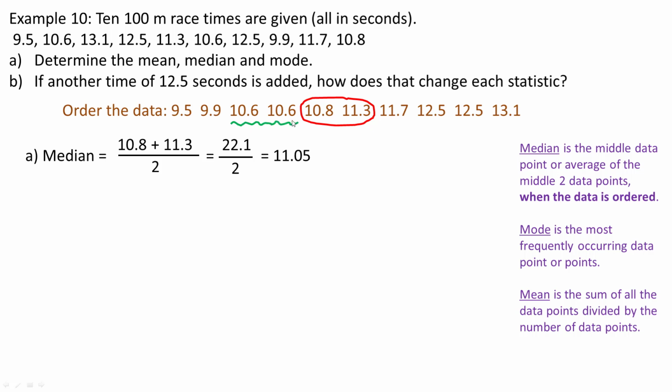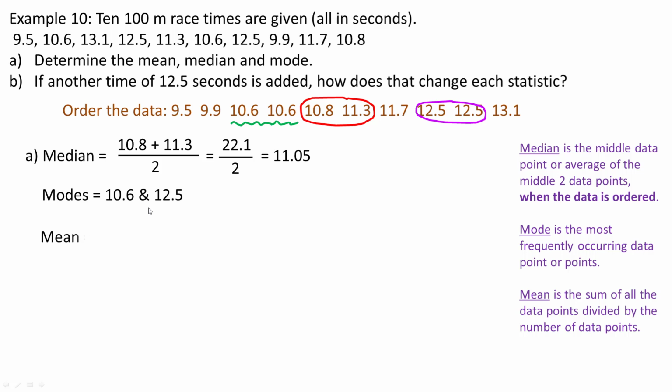Now the modes. Notice there's two 10.6s. There's only one of each of these. There's only one 11.7, but there's two 12.5s, and only one 13.1, and one of each of these. So there's two numbers that there are two of each. So there's two modes, 10.6 and 12.5. This is said to be bimodal data. Bi, like bicycle, has two wheels. If there were 3 modes, we'd call it trimodal data.